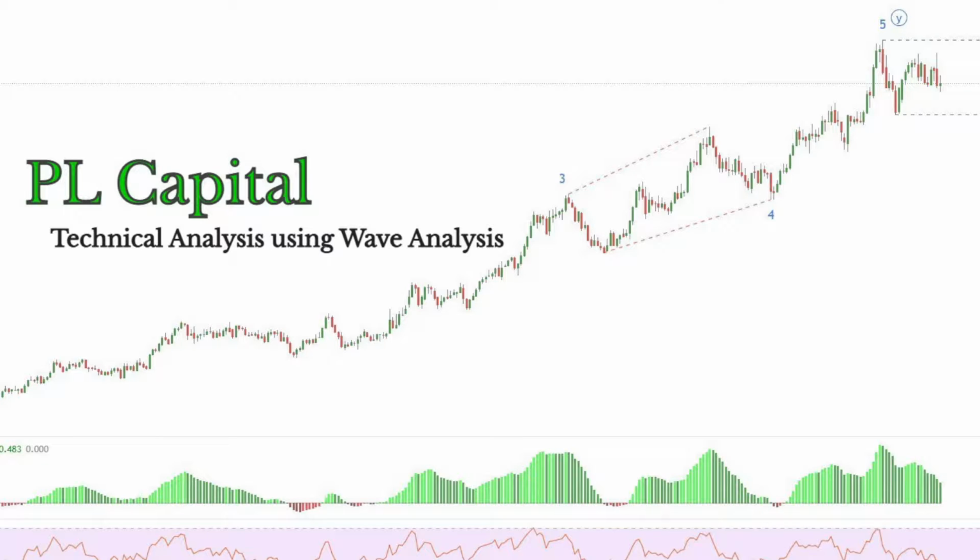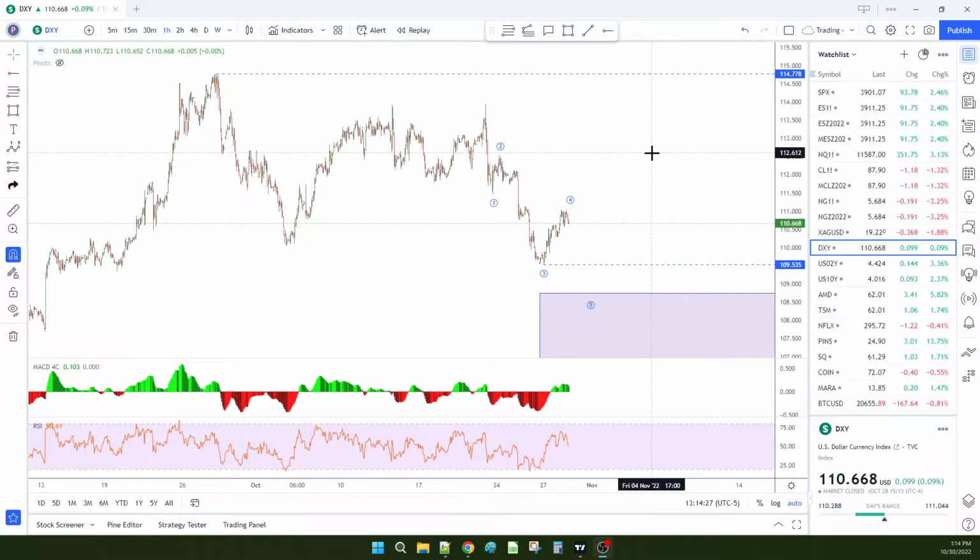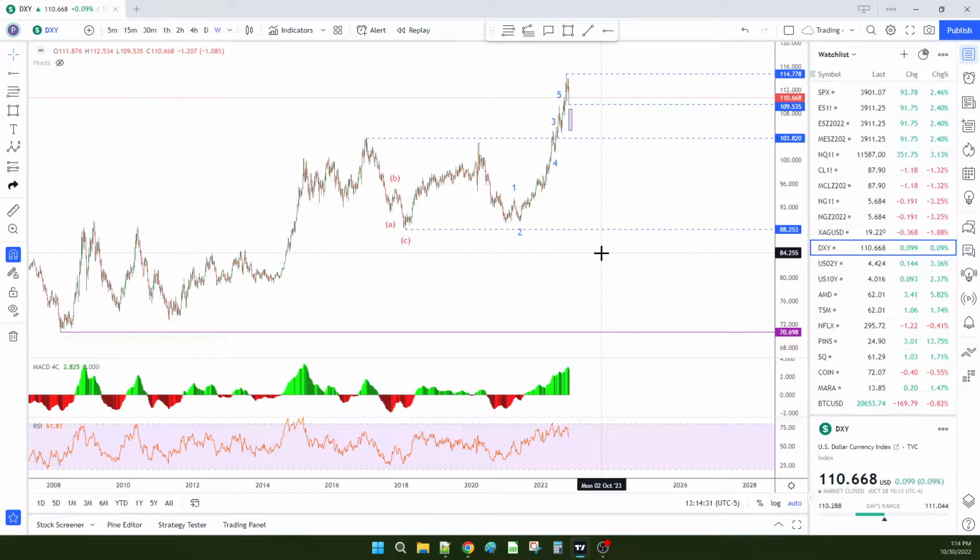Okay, today I want to look at the US dollar to see what it is saying and what it might say about the future of the market as a whole. So let's dive in. Looking at the DXY and the 1 hour chart, but first let's look at the weekly chart. So we've got this ABC down.